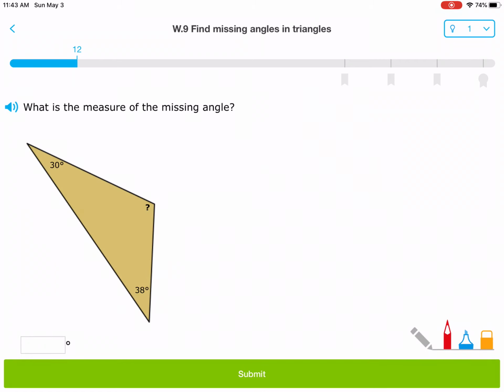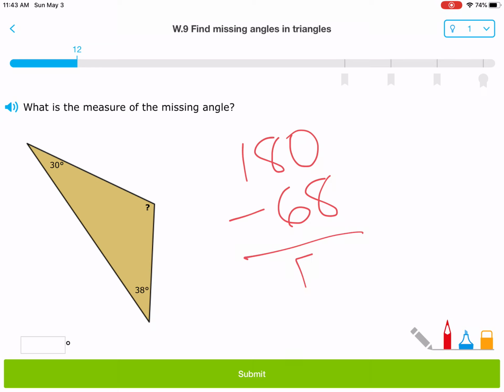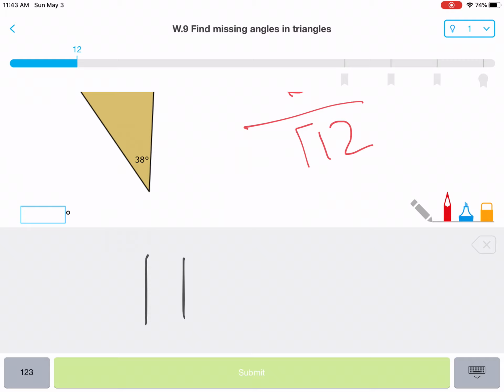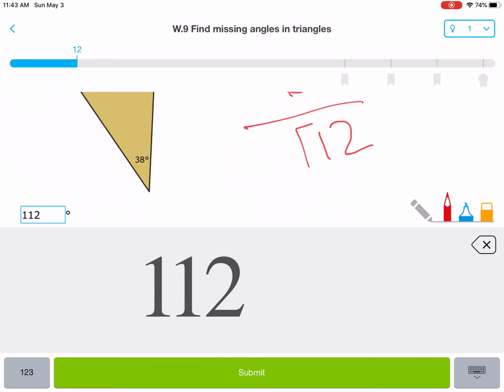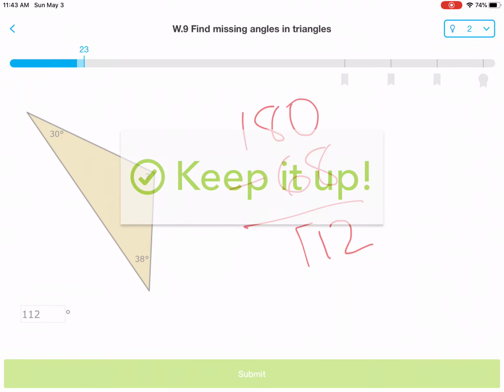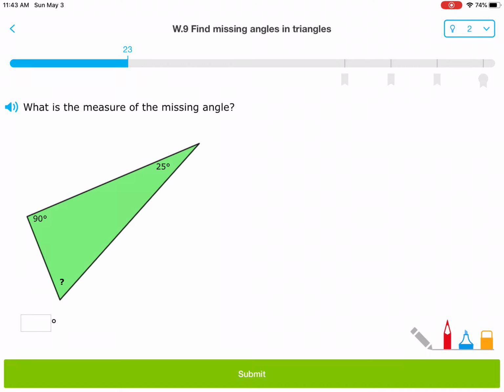Okay, we have 30 and 38, which is 68. So 180 minus 68. This one should be pretty easy, IXL. You're just going to be subtracting. That's 112. 90 plus 25 is 115. 180 minus 115 is 65.